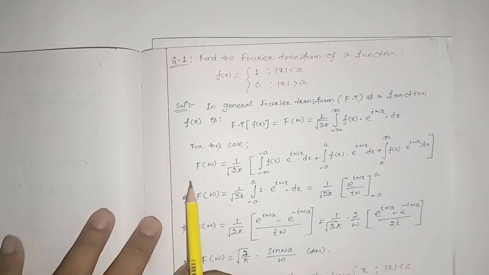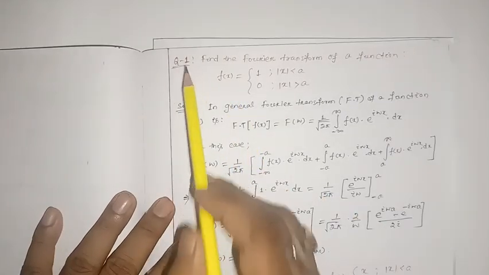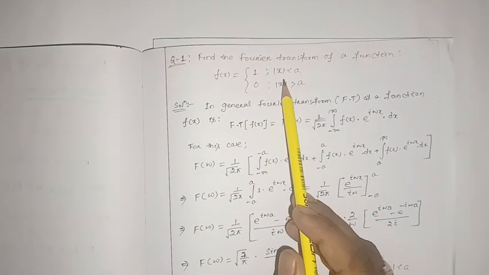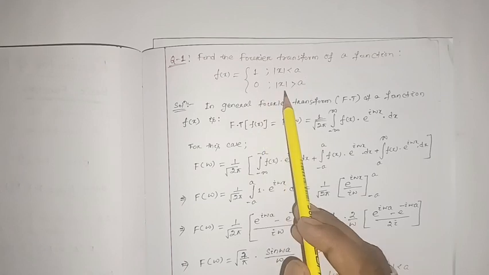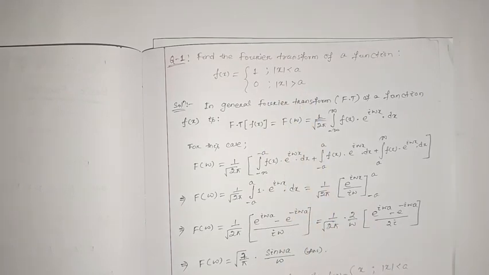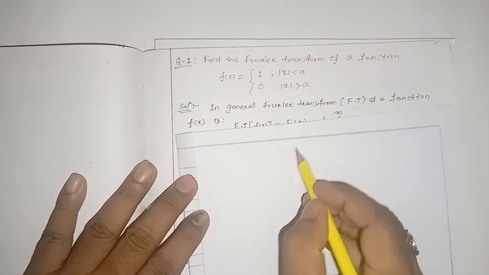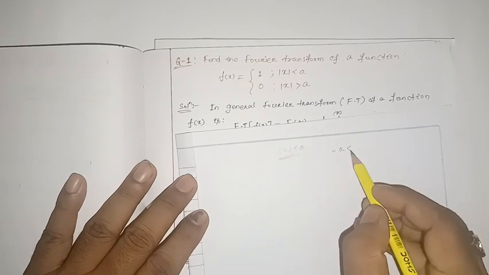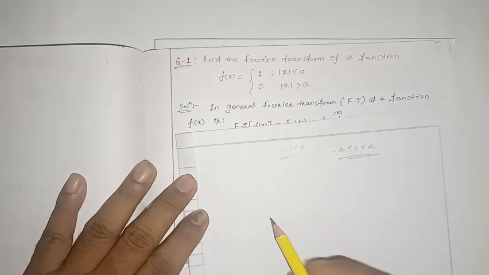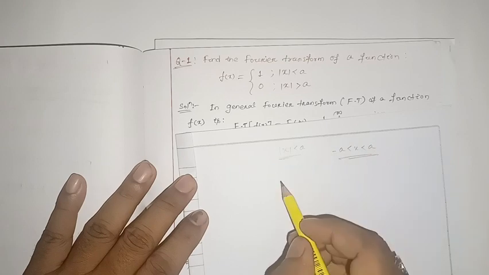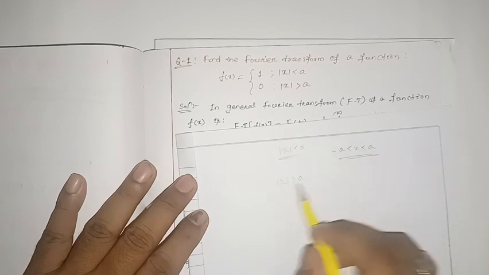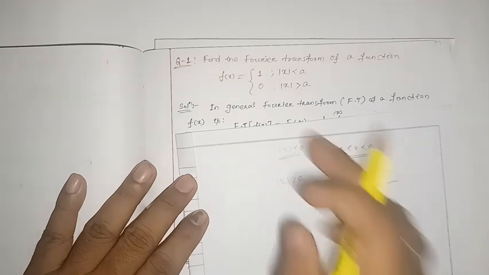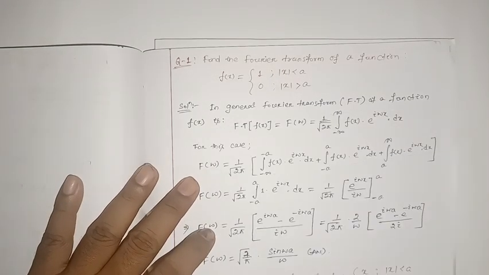Now we are going to start today's video. This is your first question: find the Fourier transform of a function f(x) equal to 1 for |x| less than a, and 0 for |x| greater than a. Here |x| less than a means x lies between minus a and a, and |x| greater than a means x greater than a or x less than minus a. We will use these limits at the time of integration.